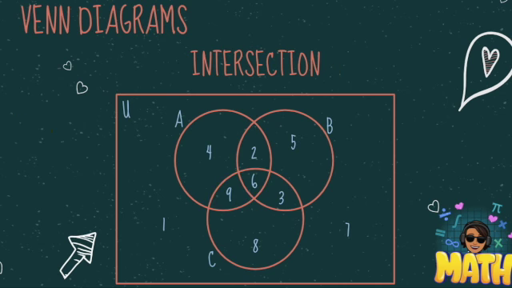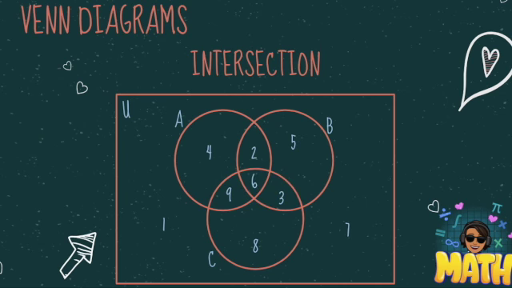Now let's say that we're going to find the intersection of B intersected C. In this case, we're going to take into account the elements that belong to B and C, which in this case would be this one, right? The 6 and the 3.